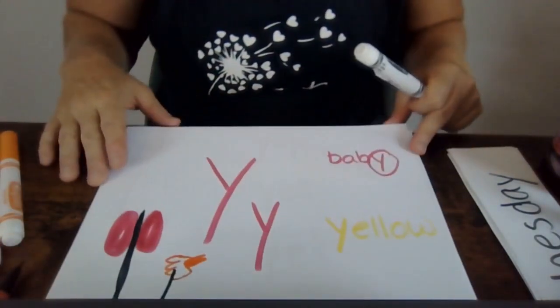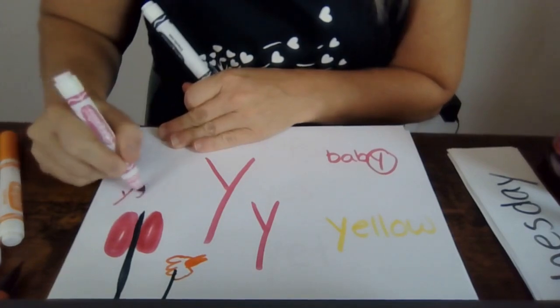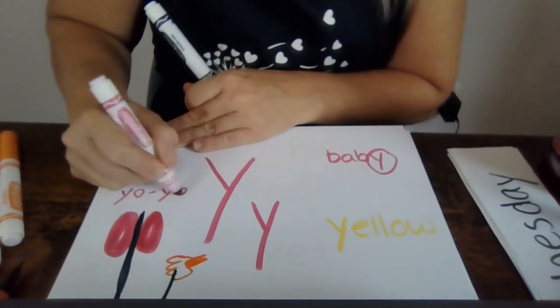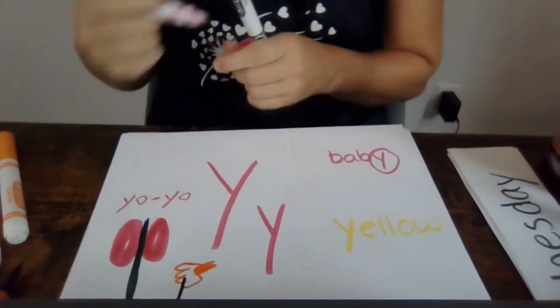What else starts with Y? I'm going to write yo-yo. Yo. Yo. That's a fun word to write. And there's a little thing called a dash in the middle.